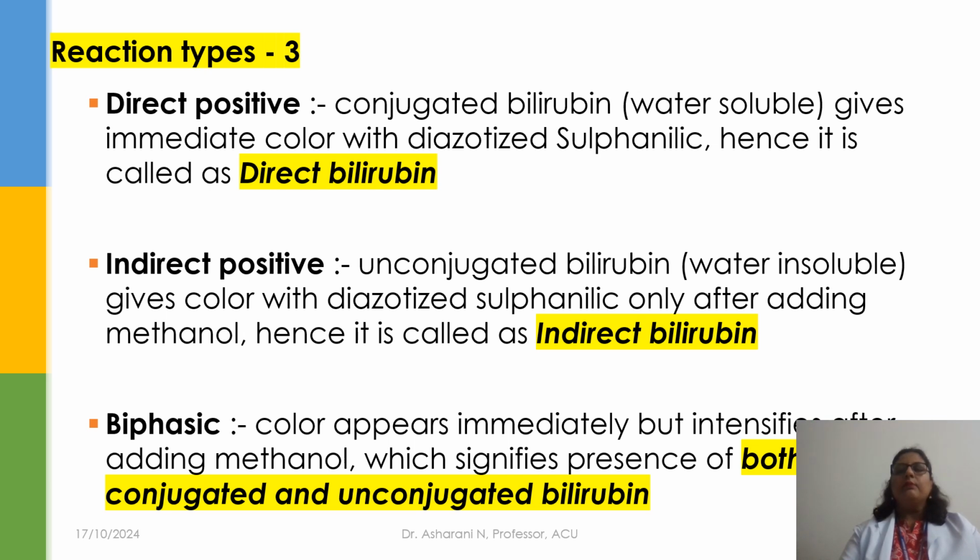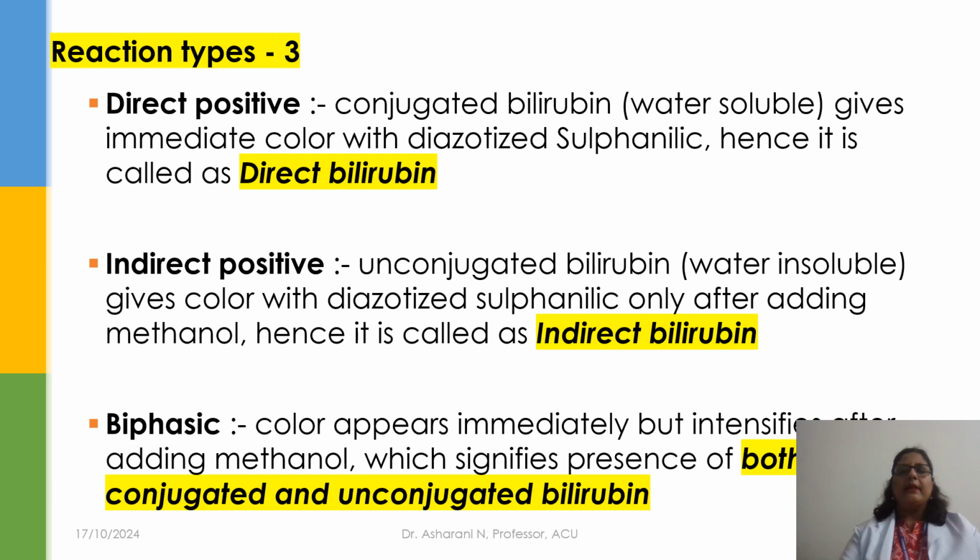Whenever there is both conjugated and unconjugated bilirubin, the color appears immediately with the diazotized sulfanilic acid, which intensifies on adding methanol. So this signifies the presence of both conjugated and unconjugated. This type of reaction is called biphasic.